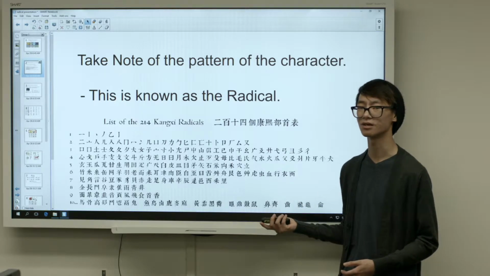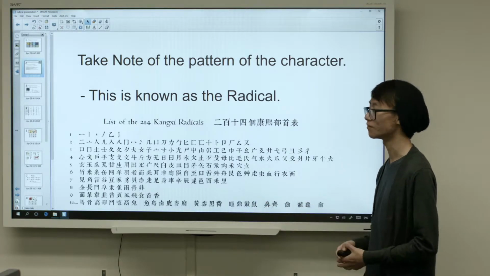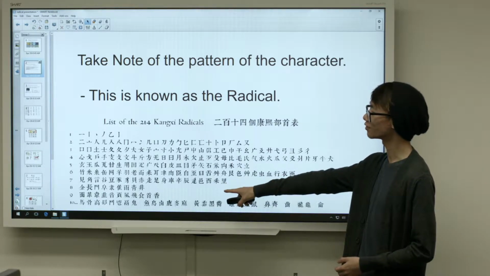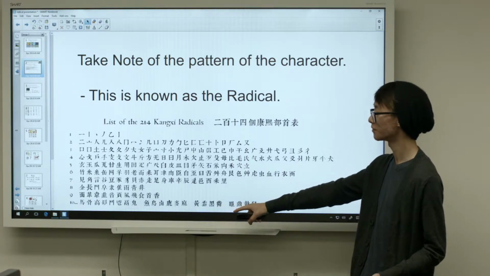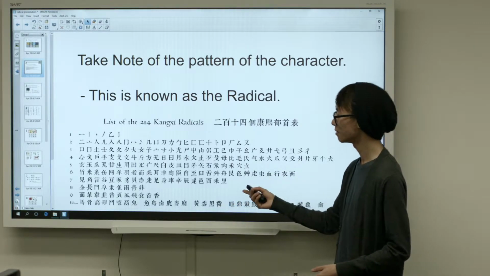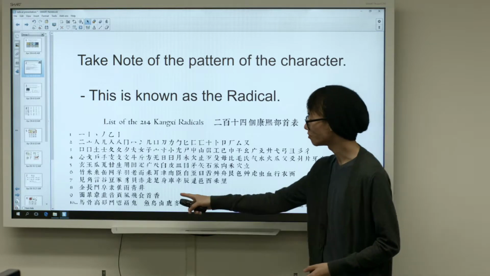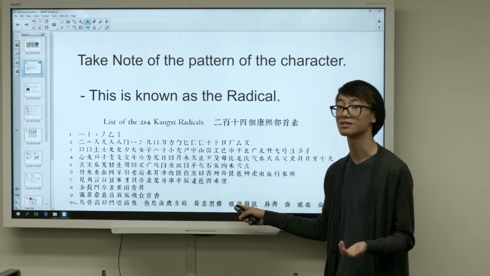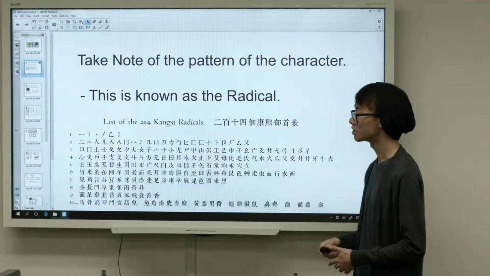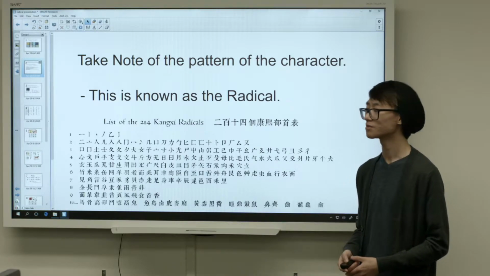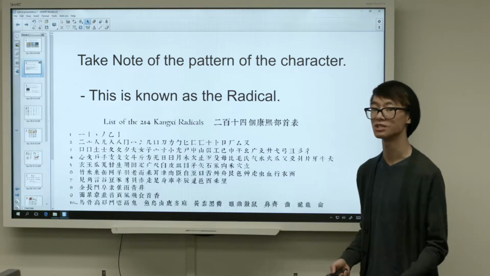Take note of the pattern of the character. This is known as the radical. Now here is a list of the 214 kanji radicals in Chinese. Some of these are common, but some of these you may not even know existed. It's good to familiarize yourself with these because sometimes it'll make reading characters that much easier.